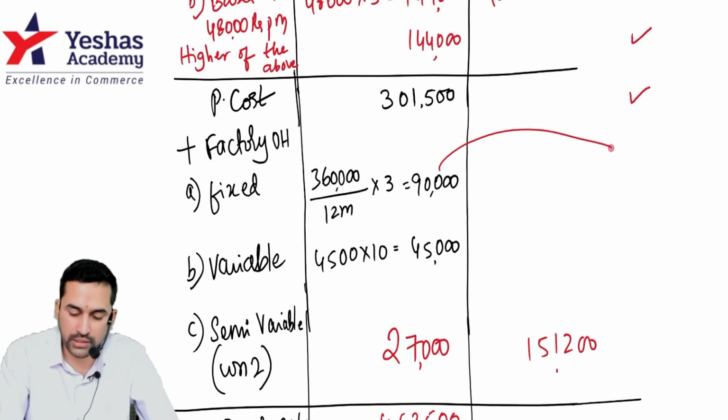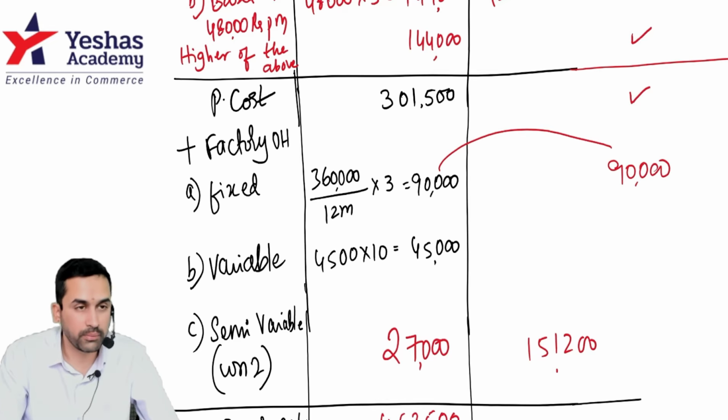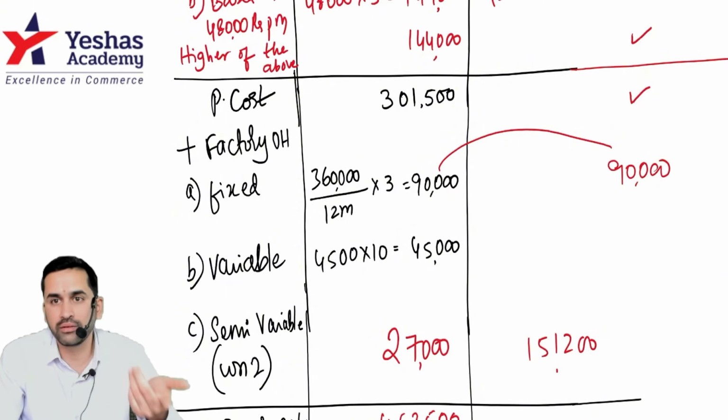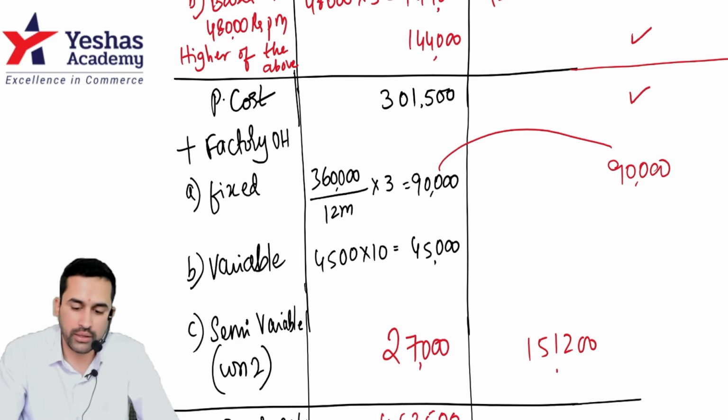This number. Can I write 90,000 here also? Guys, it's a fixed cost. Can't I write same number in both boxes? This 90,000 is for how many months? And now I am writing for how many months? Rent is same, but rent for 3 months can't be equal to rent for 9 months. Correct? Then tell me what is the way to do?